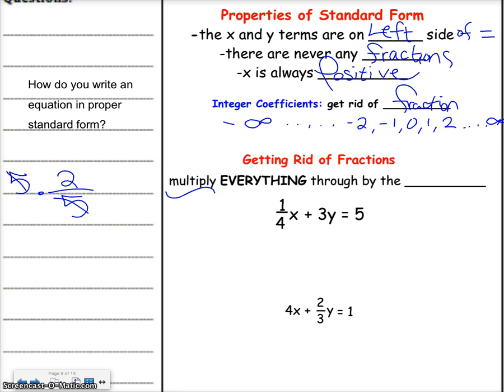We want to get rid of any fraction. How do we get rid of a fraction? We multiply everything through by the denominator. Just don't forget to multiply everything. And that's where some students, I think, forget.